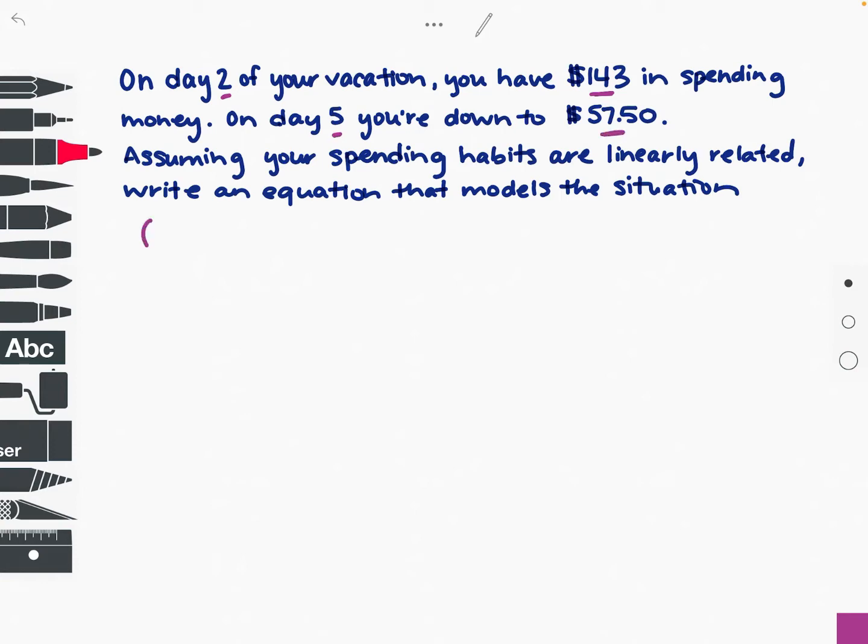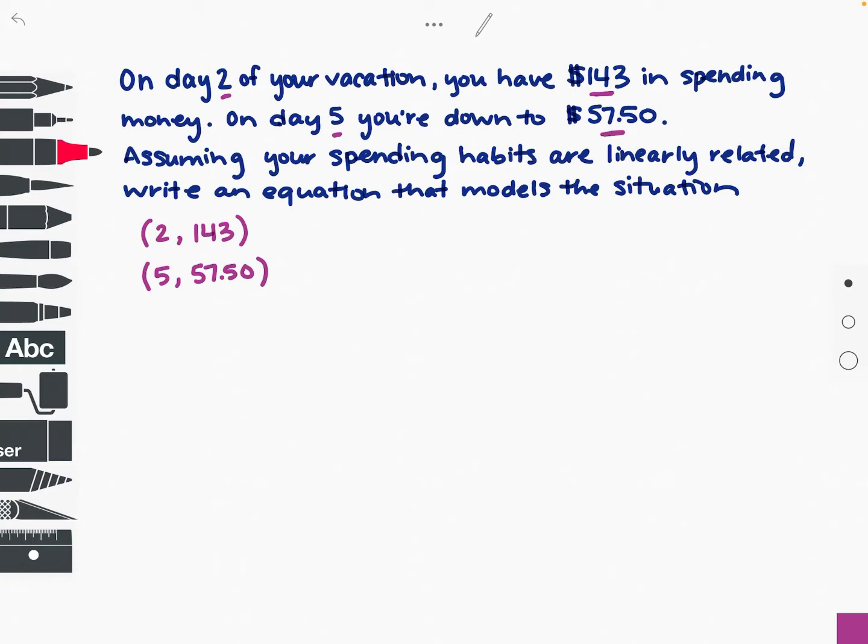And so that just makes me think of ordered pairs. Depending on what day it is, the independent variable, that will tell you your y value, how much money you have left. On day 5, we've got $57.50. And it just says to write a linear equation, but basically, no matter what it would ask you, you'd probably start out this problem in the same way.